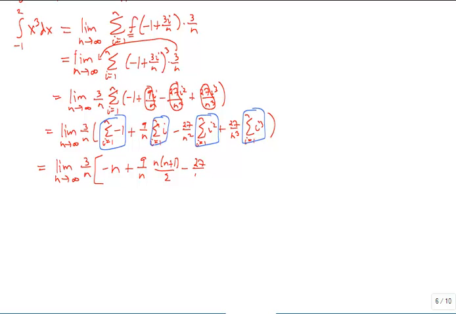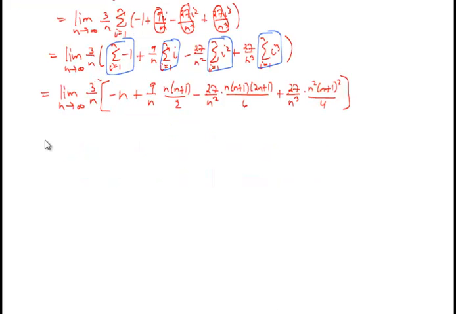Then we have that 27 over n squared times the sum of i squared. That's n times n plus 1 times 2n plus 1 all over 6, plus the sum of cubes formula, which was n squared times n plus 1 quantity squared all over 4.